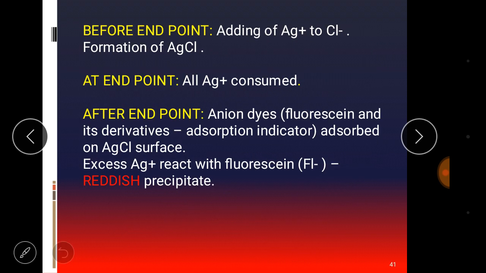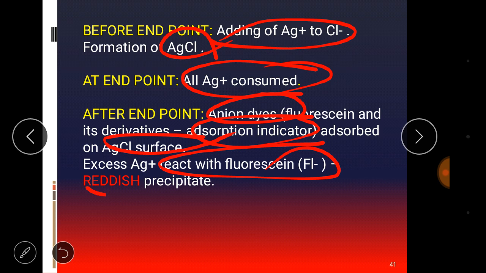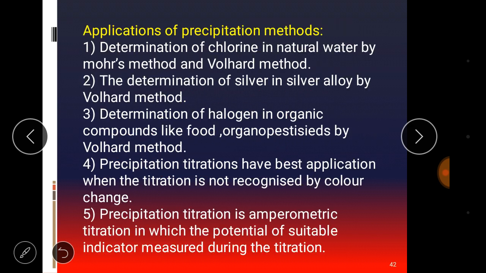Now, before the endpoint, Ag plus ions are added to Cl minus ions and silver chloride is formed. At the end point, all Cl minus ions are consumed, and after the end point, the anion dye is adsorbed. Here we are using fluorescein and its derivatives, which we call adsorption indicators, adsorbed on the silver chloride surface. So excess Ag plus reacts with fluorescein, producing a reddish precipitate. Now, applications of precipitation methods.